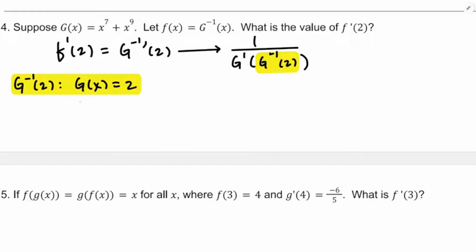If you need to, you can write down x to the 7 plus x to the 9 equals 2. What's going to fit in there? It's not going to be 0. Let's try 1. Yeah, it works. And what I told you in class is that in AP Calculus, this value of x is going to be unique, and it is going to exist.